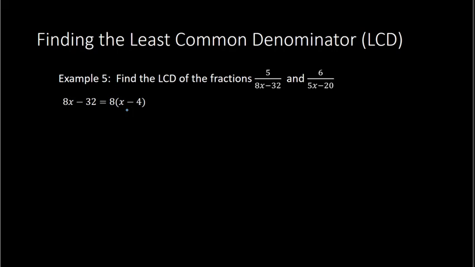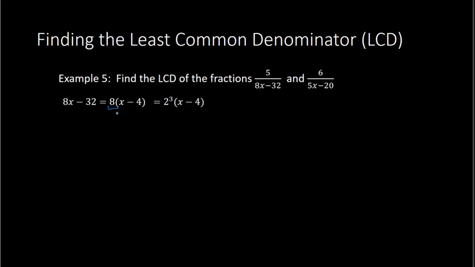So here we have factored 8x minus 32. And then we have 5x minus 20. And actually, before we do that, notice the 8 can factor down right here. I'm going to factor everything, even the numbers in the front. So 8 can factor to be 2 to the third power.